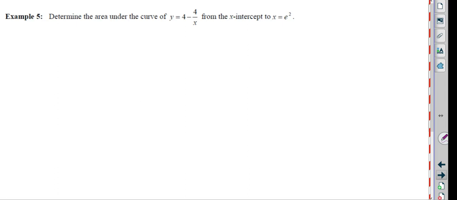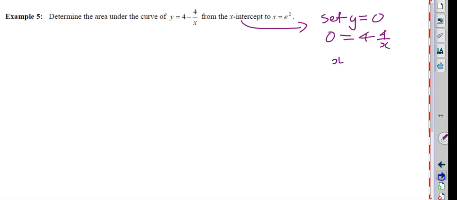Determine the area under the curve of y equals 4 minus 4 over x from the x-intercept. We got to figure out the x-intercept. Oh, it's 1. To x equals e squared. Okay. So we should figure out the x-intercept, or we should just show that. So x-intercept, you're going to set y equal to 0. You get 0 is equal to 4 minus 4 over x, and you can just say x is 1. Right. I mean, you could go through a whole pile of pain, or just say x is 1.